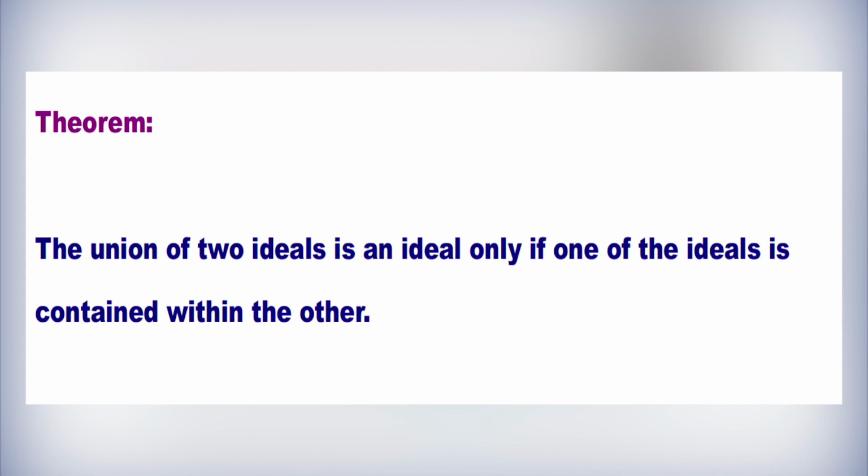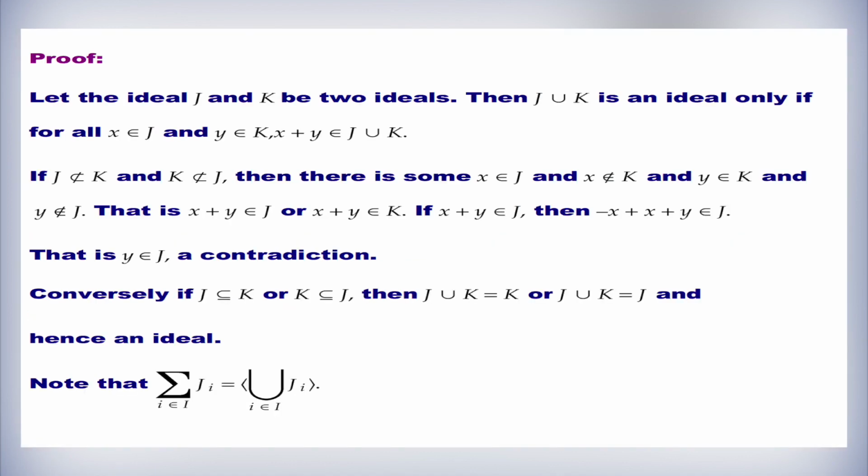Theorem: the union of two ideals is an ideal only if one of the ideals is contained within the other. Proof: let J and K be two ideals. Then J union K is an ideal only if for all x belonging to J and y belonging to K, x + y belongs to J union K. If J is not a subset of K and K is not contained in J, then there is some x belonging to J that does not belong to K, and some y belonging to K that does not belong to J.